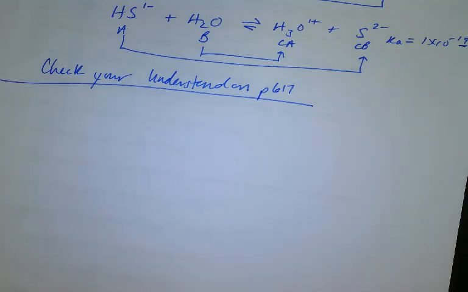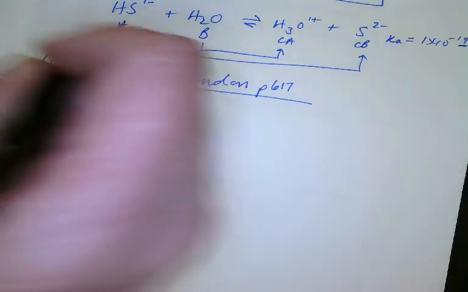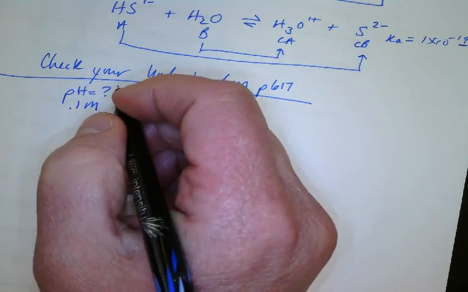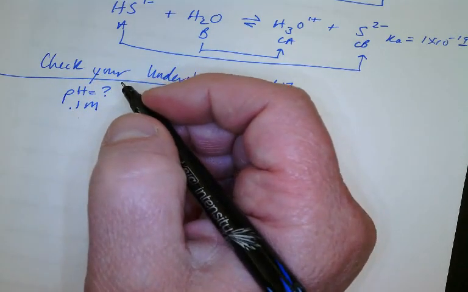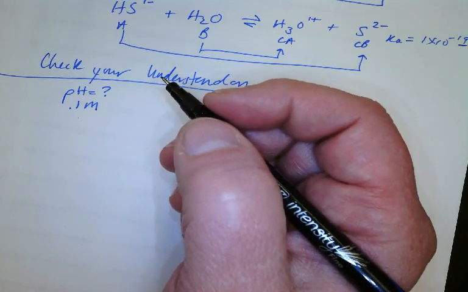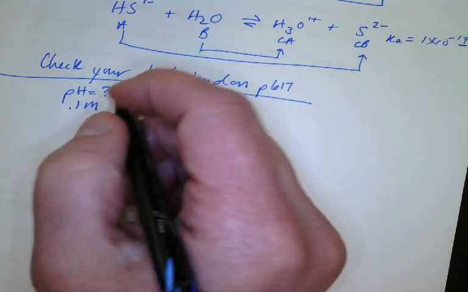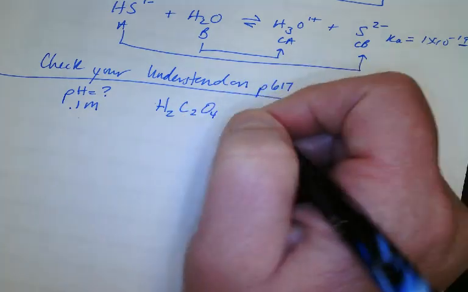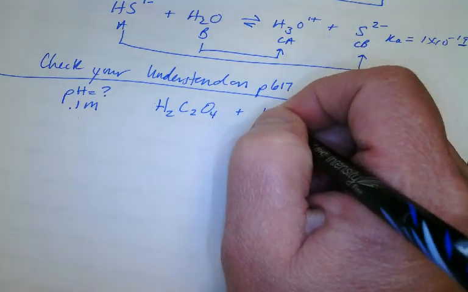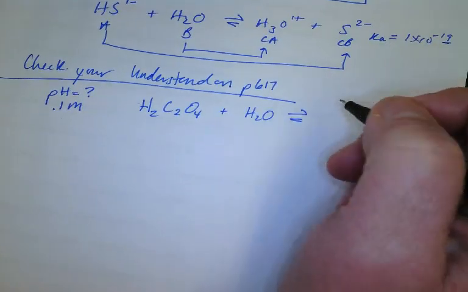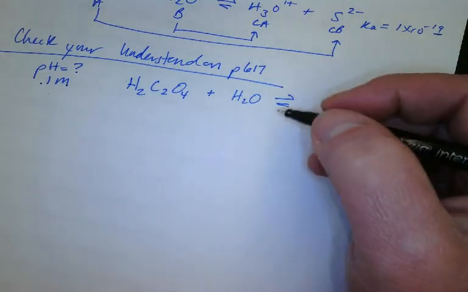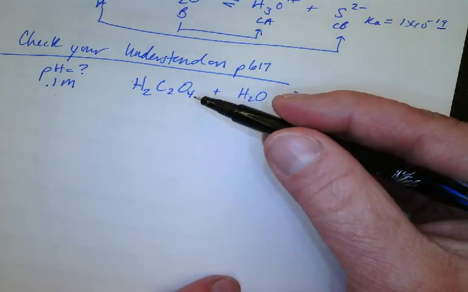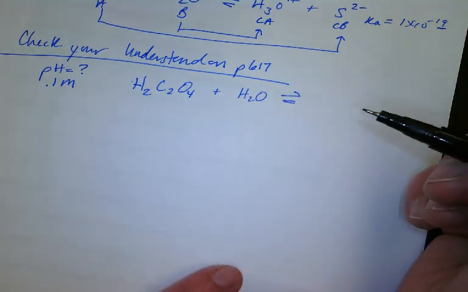It says, what is the pH of a 0.1 molar oxalic acid solution? And they want us to look up the Kas for our problem. Oxalic acid is H2C2O4. Do you remember what oxalic acid is in? It's in rhubarb. It's what makes rhubarb poisonous. You're never supposed to eat the leaf or the root of rhubarb, and that's what's in it that makes it poisonous.